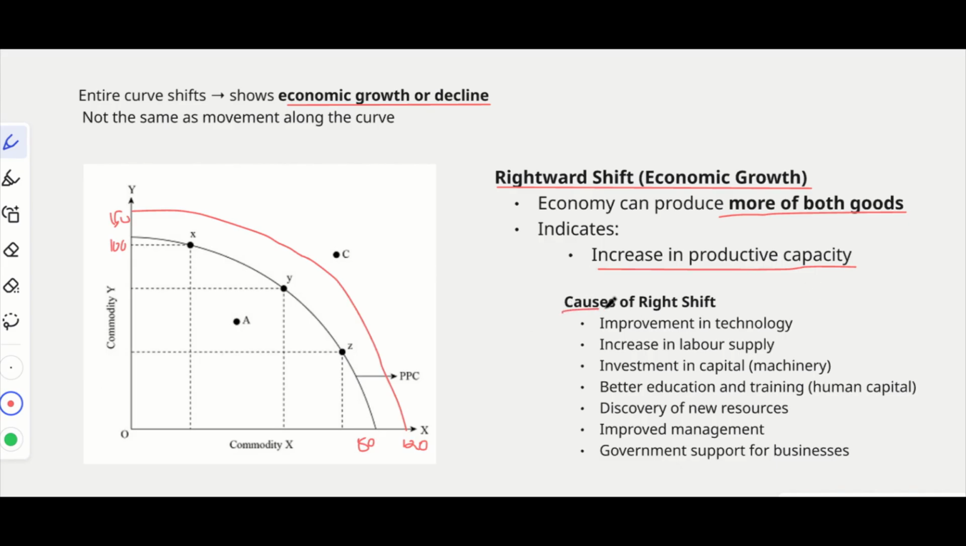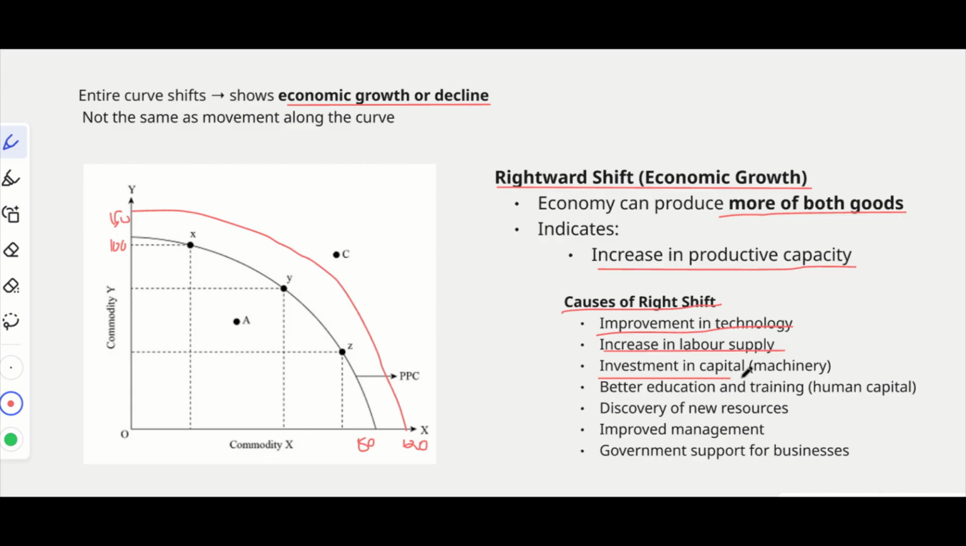So let's see what could be the causes for that. First thing, improvement in technology. When the technology is improved, for example, more effective machines are introduced. So instead of producing like 100 units per day, now the improved machine can produce 120 or 150 units per day. And an increase in labor. Okay, so more labor is available. There is no unemployment, or more labor is available.